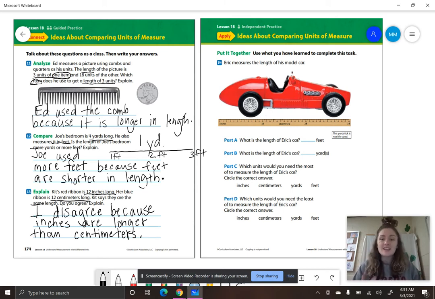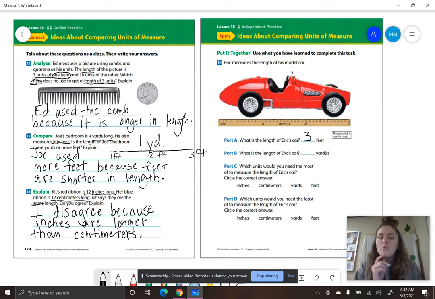Eric measures the length of his model car. All right, so Eric, he did such a great job lining it up with the 0. All right. It says, what is the length of Eric's car? So we lined it up. We have 1 foot, 2 feet, 3 feet. So the length is 3 feet.